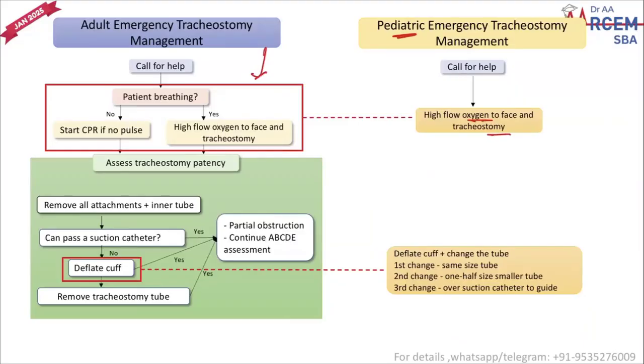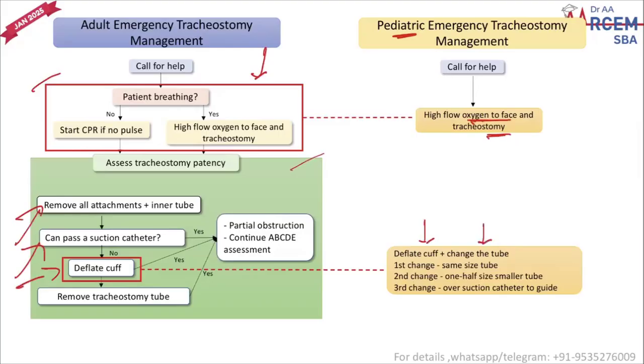Whether to start the CPR, all those parameters we have learned, this entire box is not there. Just start on high flow oxygen to the tracheostomy. Rest, remove all the inner tube attachments, pass the catheter, and you will be seeing it for deflate. Some pediatric tracheostomy tubes may not have the cuff. If there is a cuff, you will be deflating it.